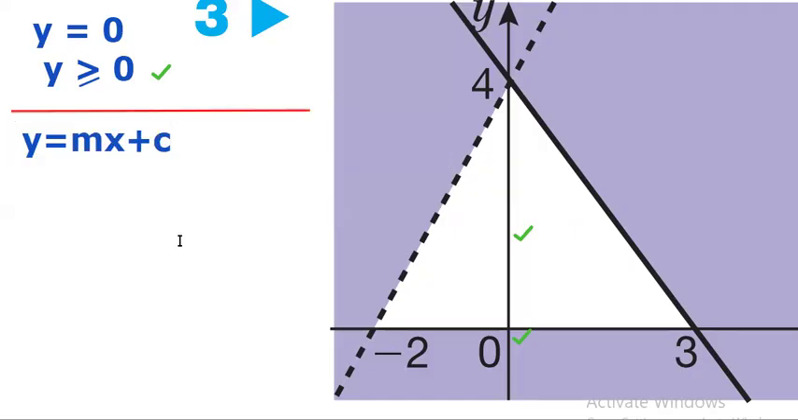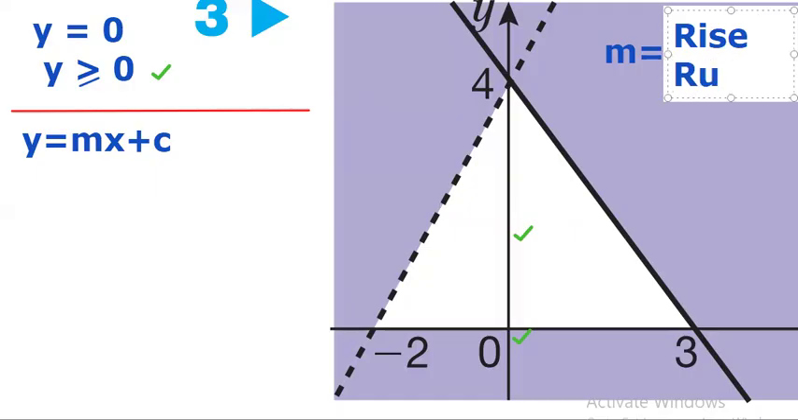Now the y-intercept here is what? Very good. It's 4. So the c is 4. And the gradient, very good, rise over run. Focus on this. We know that the gradient, which is m, equals rise over run. Don't forget this. Rise over run. You're going to use this rule in every question that involves gradients of lines, diagonal lines.